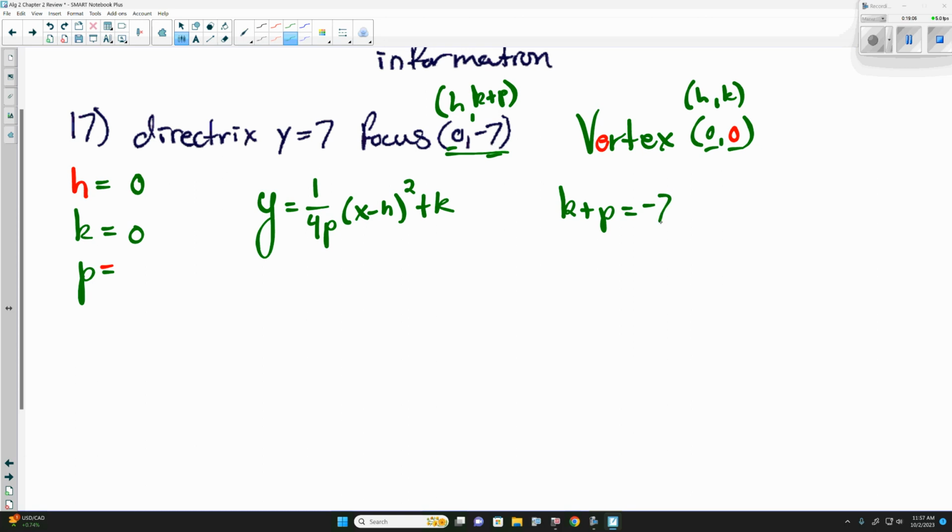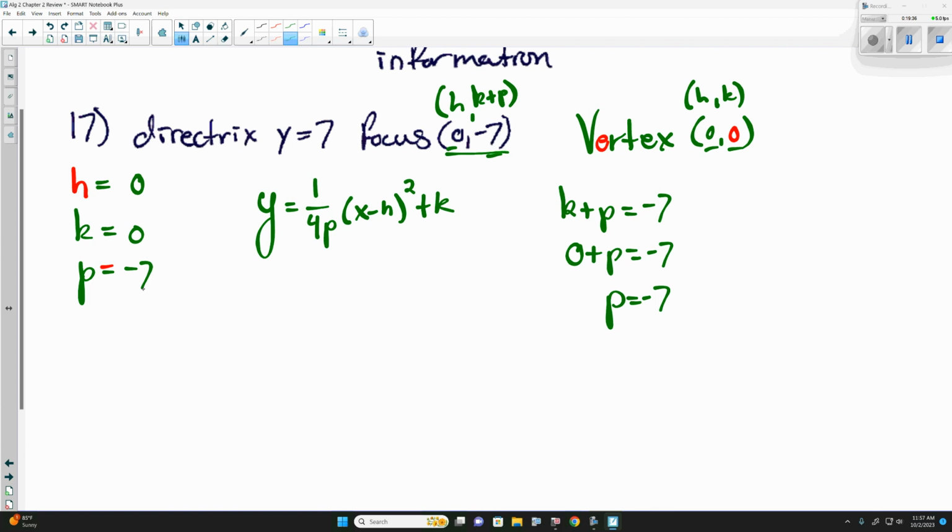Whenever we plug the k value and p value in and simplify, we should get a value of negative 7. Now at this point, we can plug in the values we know. We know that k is 0. We don't know what p is. So we have 0 plus p equals negative 7. Now we can simplify, because 0 plus p is the same as just p, which tells us the value of p is negative 7.